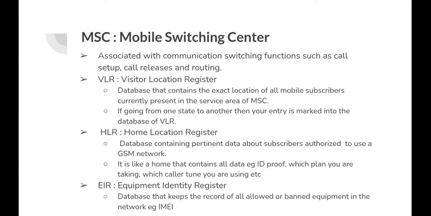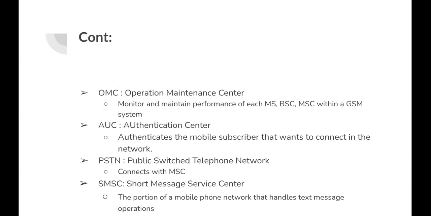Another one, which is very important, is the home location register. This one has details that do not change so much, like your details, your ID proof, and all that. Another component is the EIR, your devices. They are all the mobile equipment. They are all stored in that database that keeps track of all of them. Then we have the OMC, which is the Operation Maintenance Center. This is part of the OSS, the operation. Then we have the AUC, the Authentication Center.